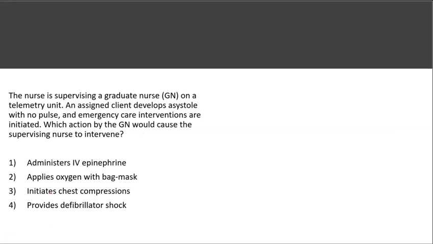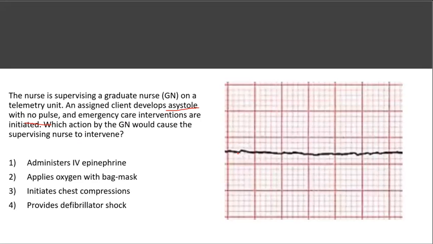Now the keyword again there is asystole, no pulse. And they're asking us what the graduate nurse will do that will need to intervene. If the patient is in asystole and doesn't have a pulse, then we do not shock asystole. So you want to remember that asystole, your flat line, is a non-shockable rhythm.